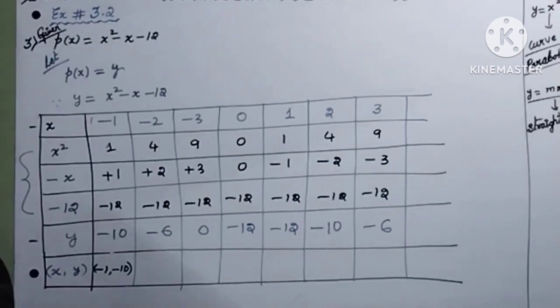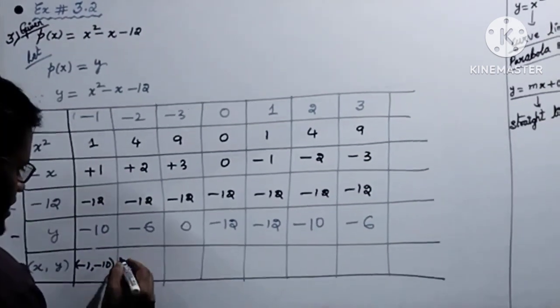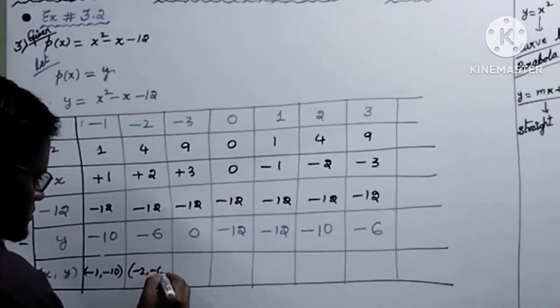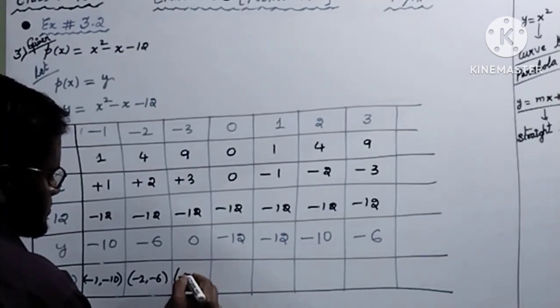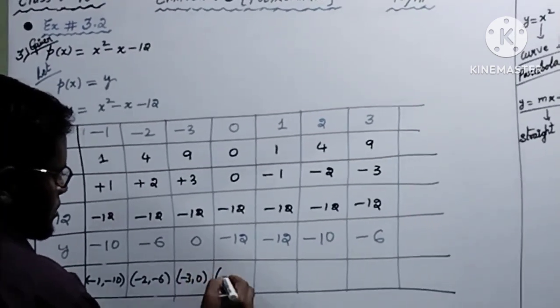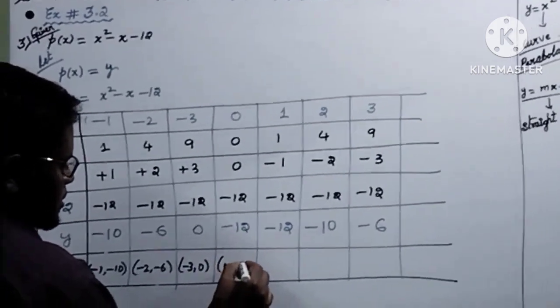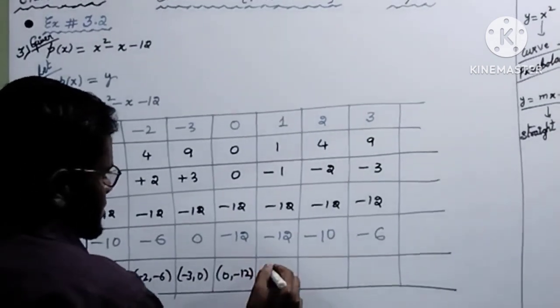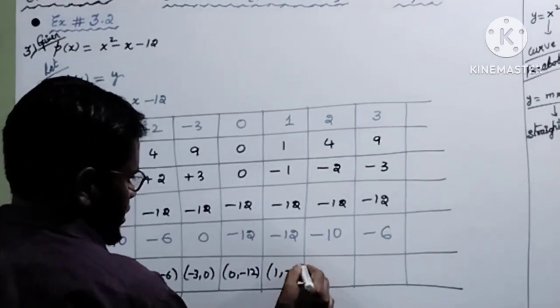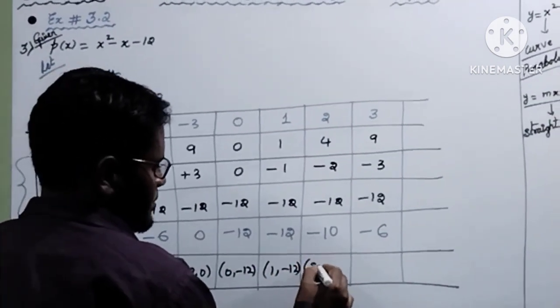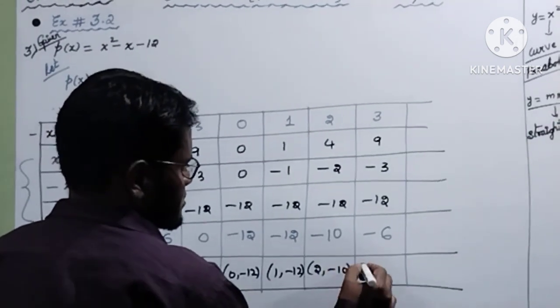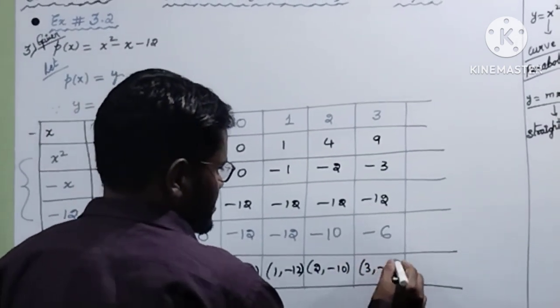The next point is what? Minus 2 comma minus 6. The next, minus 3 comma minus 3, comma 0. The next, 0 comma minus 12. 1 comma minus 12. 2 comma minus 10. 3 comma minus 6.